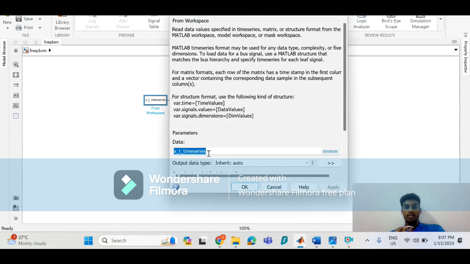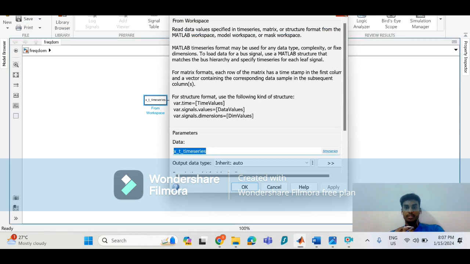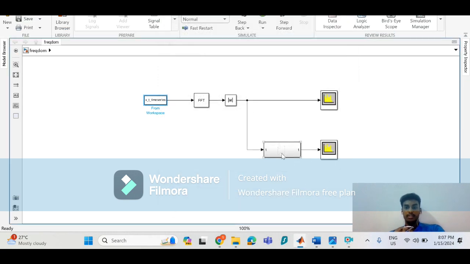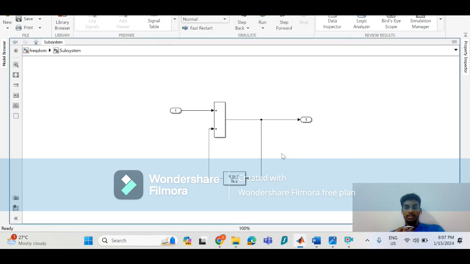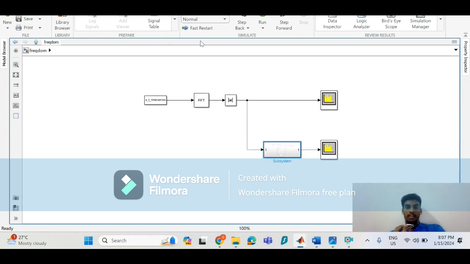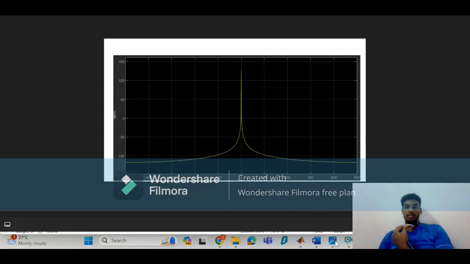The xt is from the workspace. Just copy, highlight, and paste it here. So this is the subsystem for the low pass filter circuit. And if we run this, we should be able to get this type of circuit. So that is all from me. Thank you.